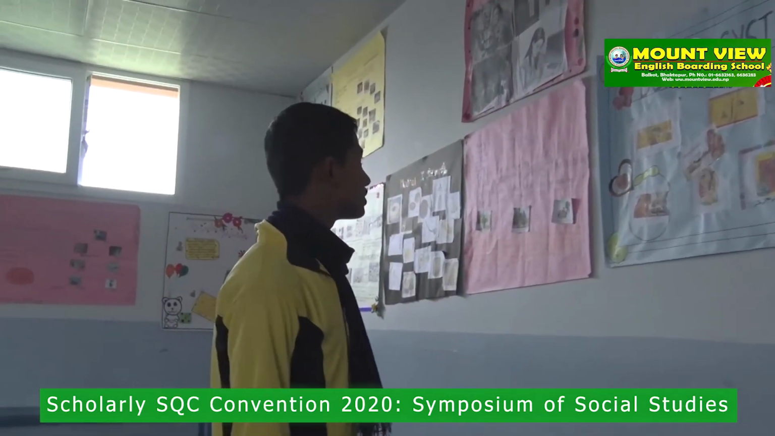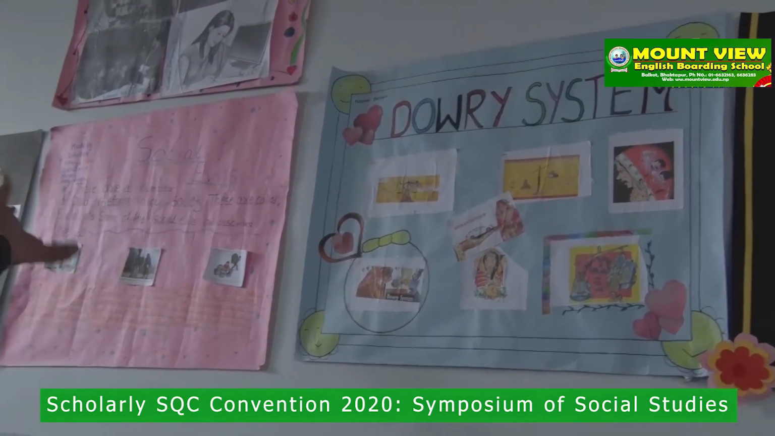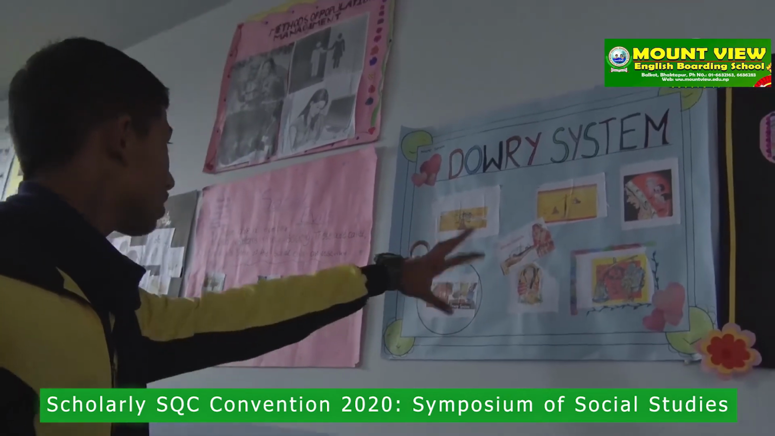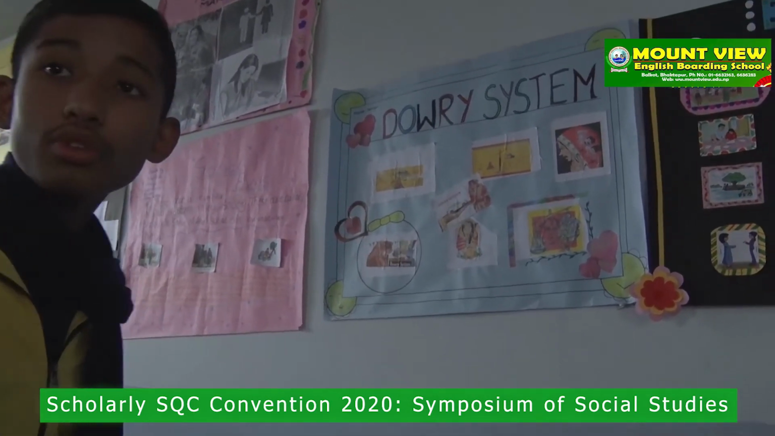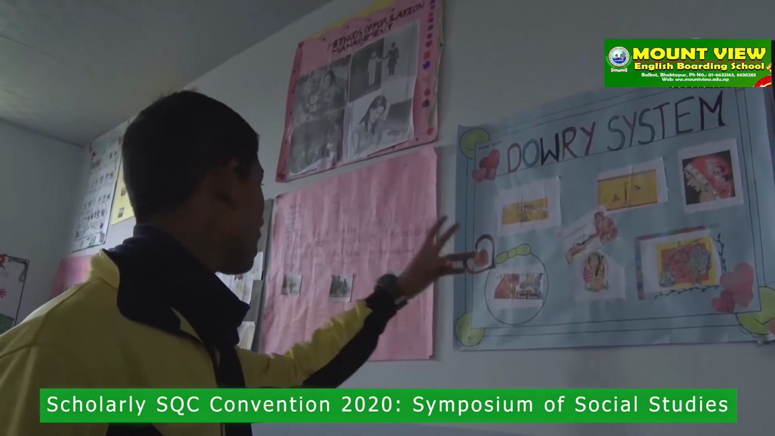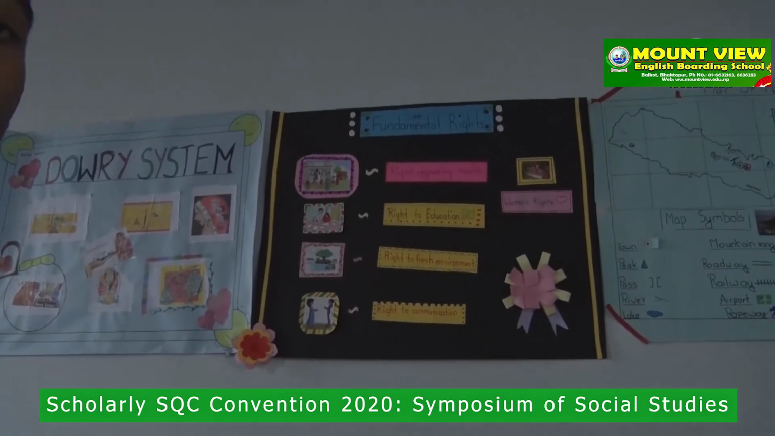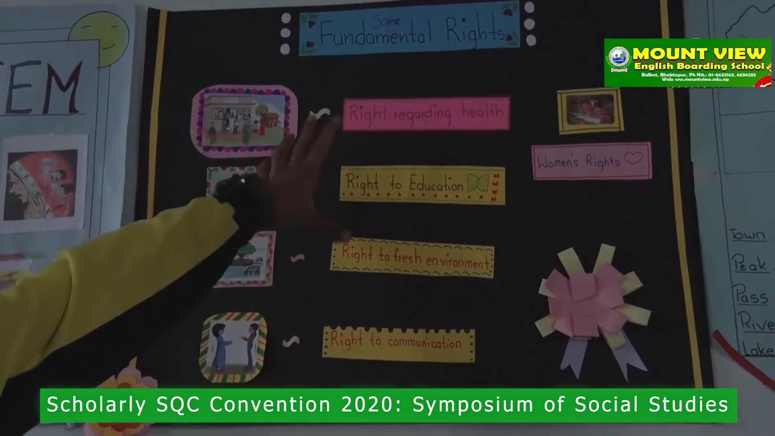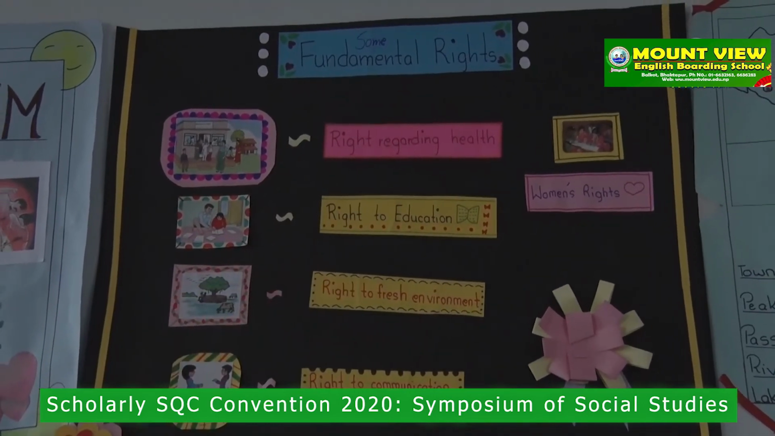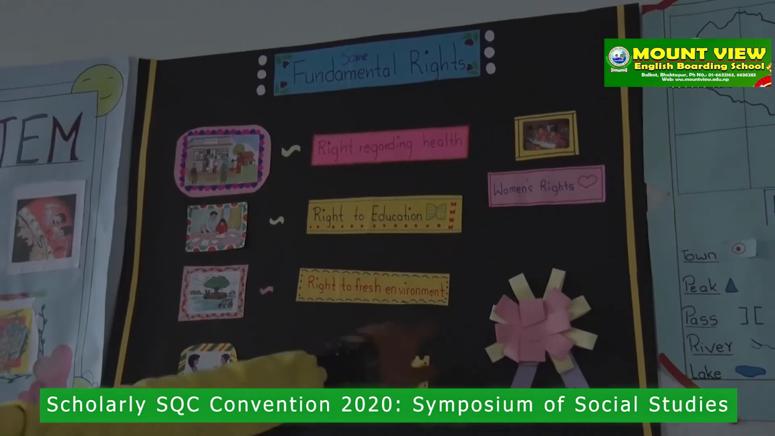From my school, and I'm going to talk about the dowry system. As my previous friend discussed social evils, the dowry system comes under the social evils, the system where the male family demands some amount of money from the female family. Fundamental rights, and there are about 48 fundamental rights in Nepal, and we have listed some of the fundamental rights. Right to education, women's right, and right to a fresh environment.